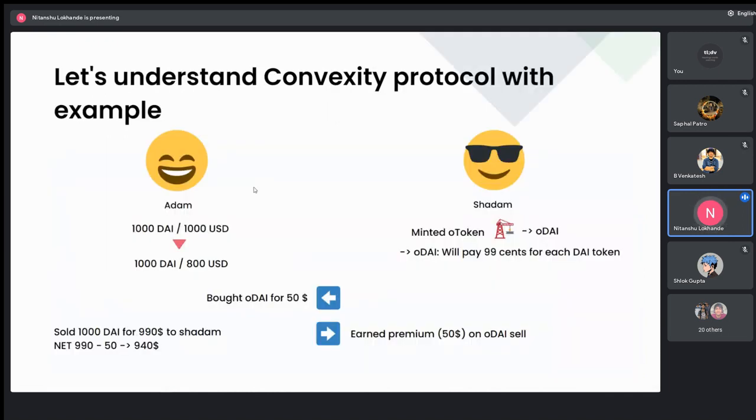Now let's try to understand how a normal user can use this Convexity protocol via the Opyn platform.